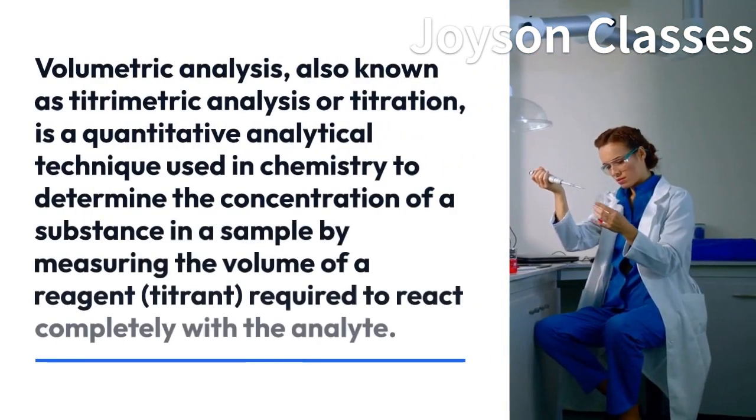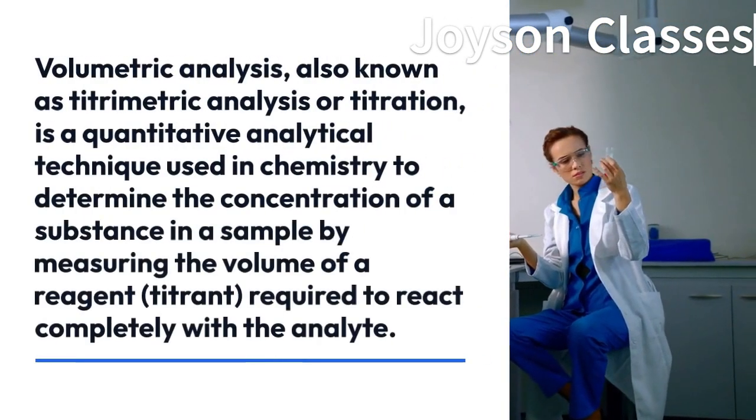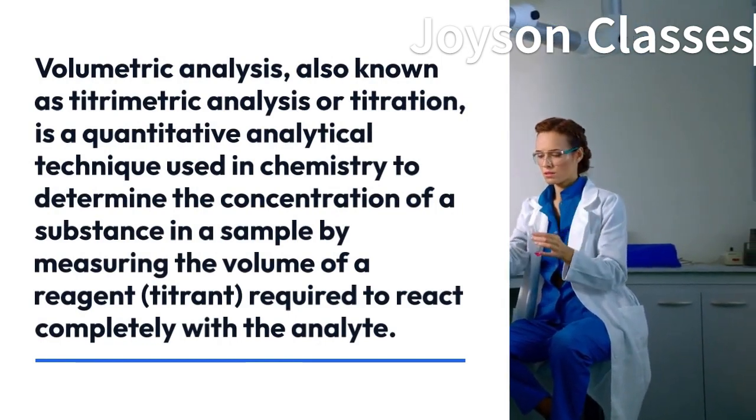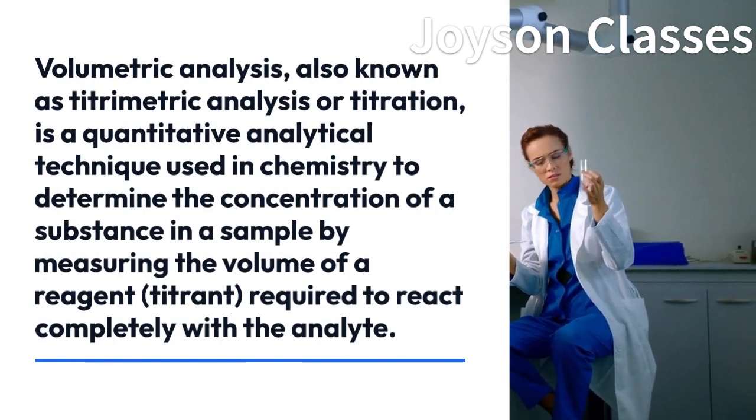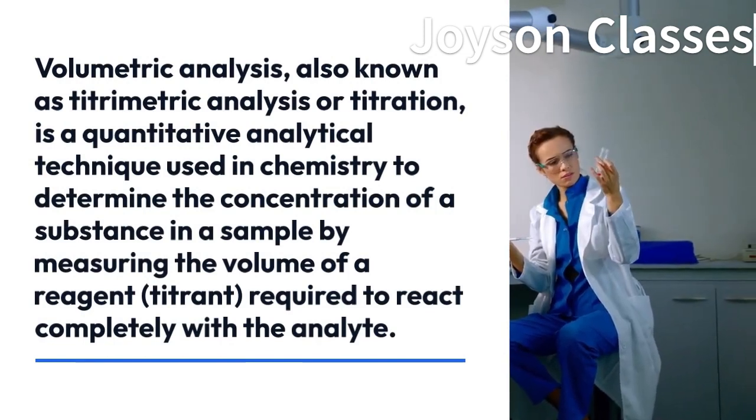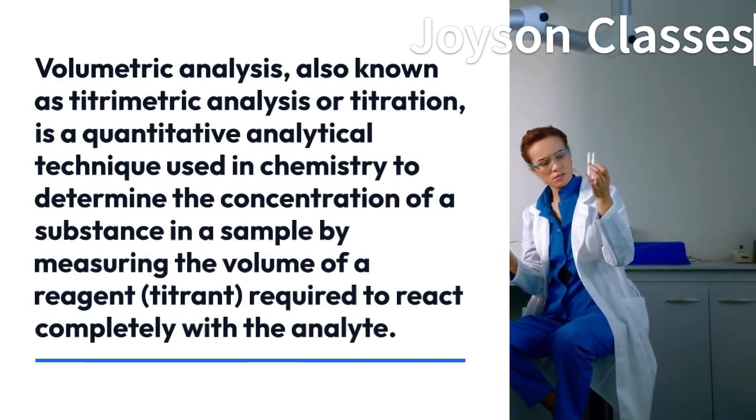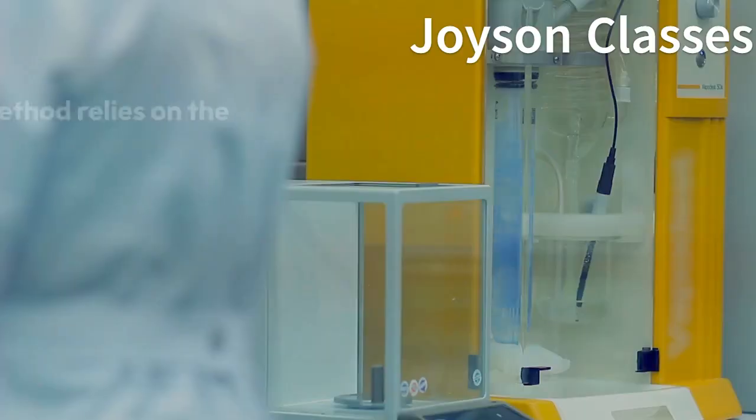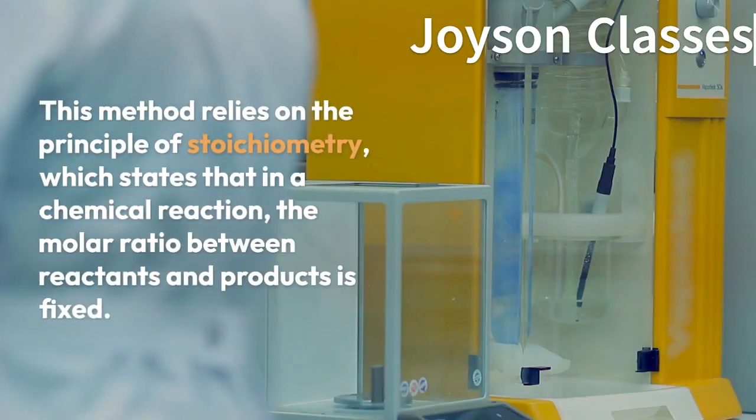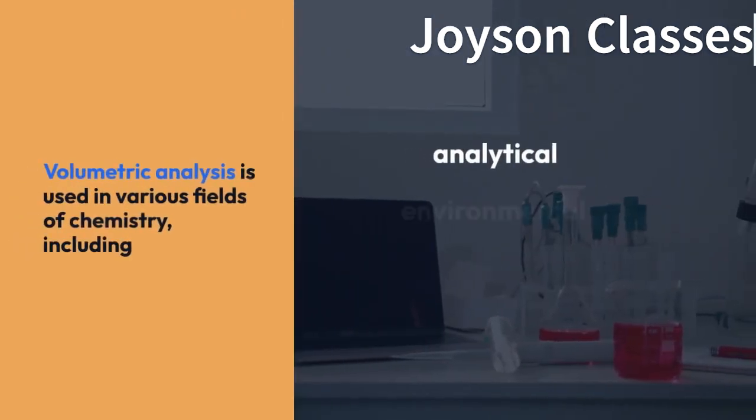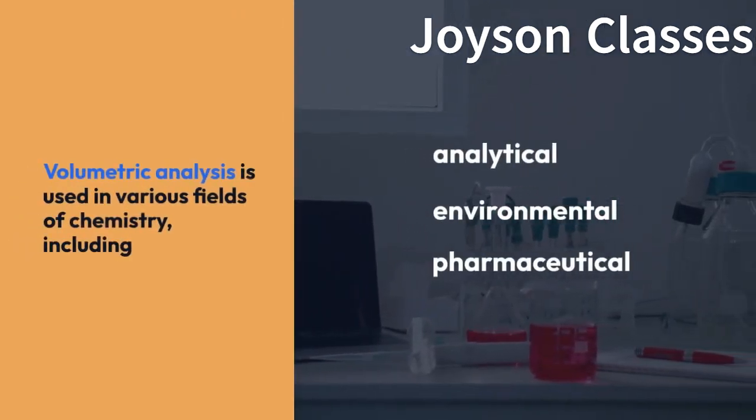Volumetric analysis, also known as titrimetric analysis or titration, is a quantitative analytical technique used in chemistry to determine the concentration of a substance in a sample by measuring the volume of a reagent, the titrant, required to react completely with the analyte. This method relies on the principle of stoichiometry, which states that in a chemical reaction, the molar ratio between reactants and products is fixed. Volumetric analysis is used in various fields of chemistry, including analytics.